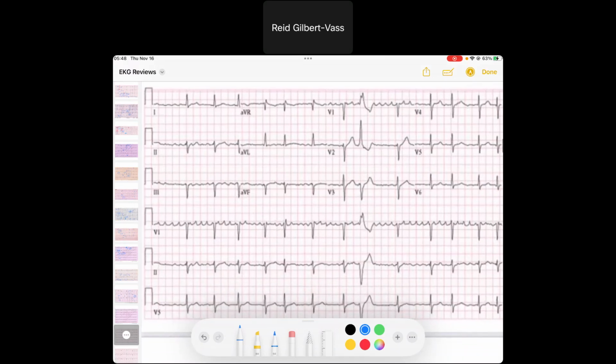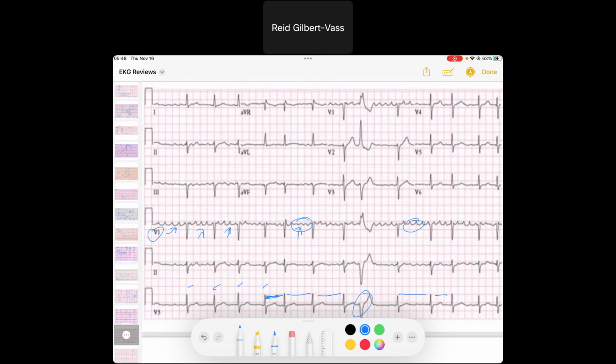All right. So we get a regular, maybe not regular. Right? Look at that. Short gap, long gap, long gap, funky beat, long gap, short gap. Okay, so this is an irregular rhythm. And well, what's the atria doing? Well, if you look in V1, it almost looks like flutter waves, but they're not the same every time.